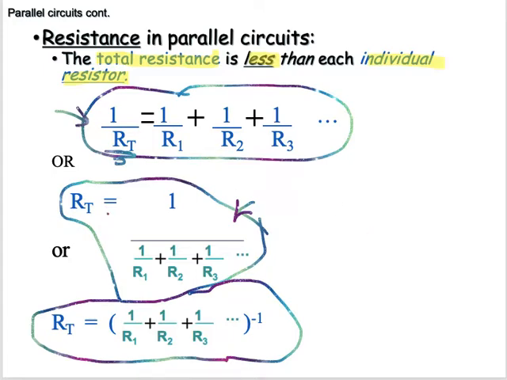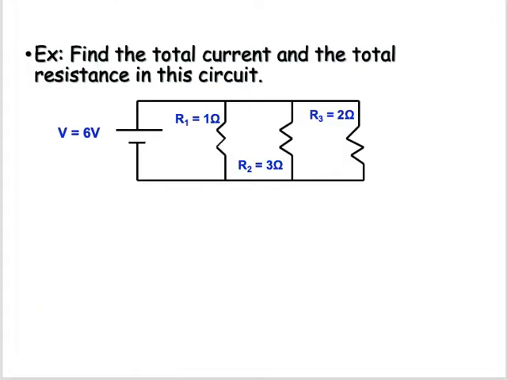So if your total resistance at the end is 1, then all of your resistors have to be a number greater than 1, like 5, 3, 2, something like that. Okay, so now we get to practice. This says to find the total current and the total resistance of this circuit.